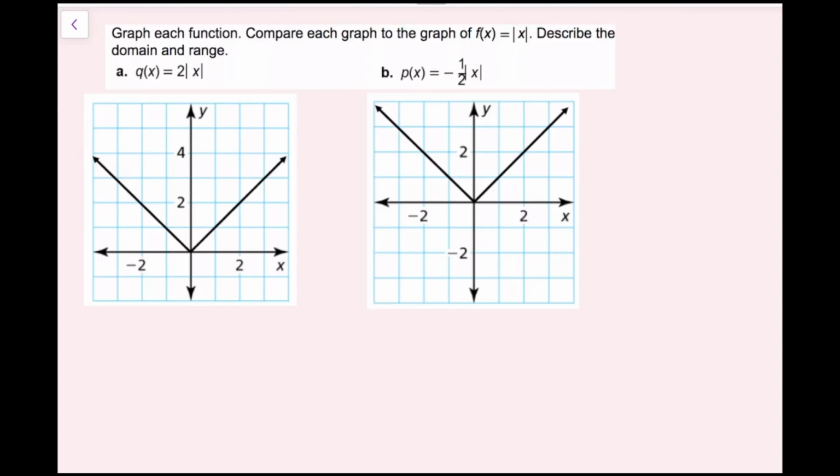In this example, we're going to graph each function and then compare each graph to the graph of f of x equals the absolute value of x. Then we're going to describe the domain and range. All right, so in the last example, we made tables to graph. This time, I'm going to show you how to graph using the vertex.